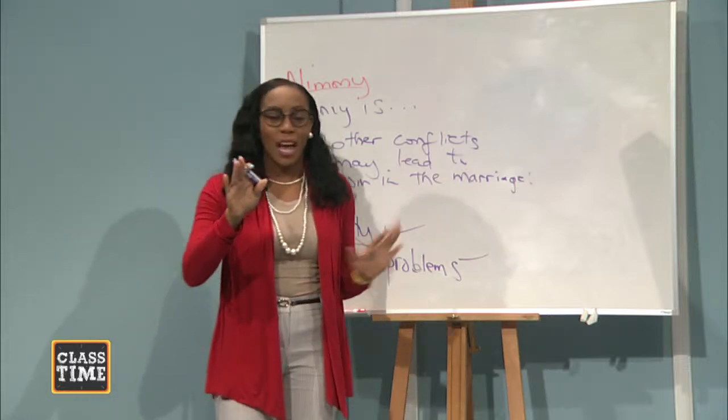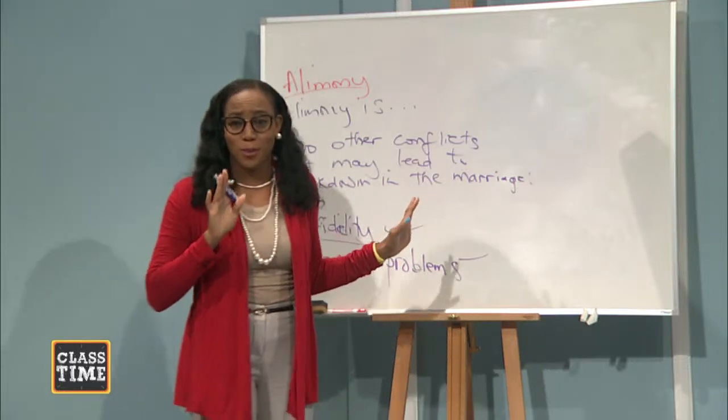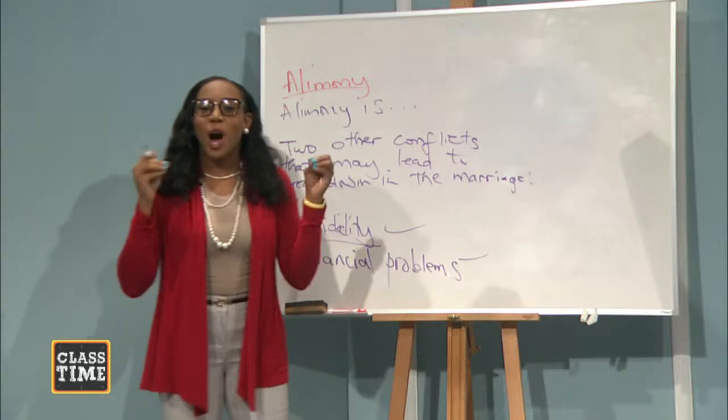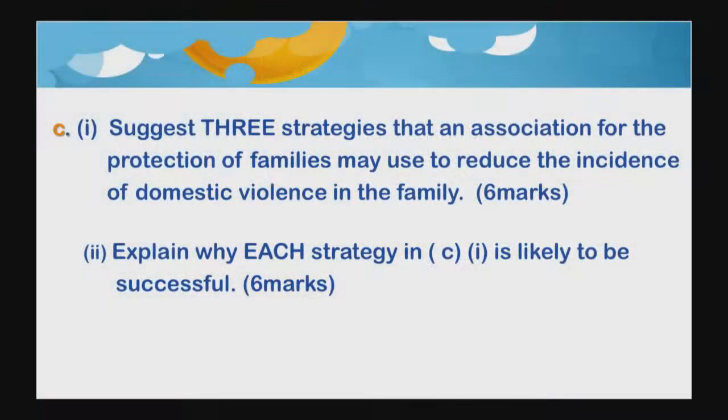I see you doing that. I am not writing that one on the board because I know you know how to do that one. All right? Let us go to the other question. Are you following me? Everybody following me? Now, this is the part that we're going to be focusing on a bit. Let me clean up my board a little bit. Read that question for me, dear. John, read that question for me. Read it aloud. All right, good. Suggest 3 strategies that an association for the protection of families may use to reduce the incidence of domestic violence in the family.